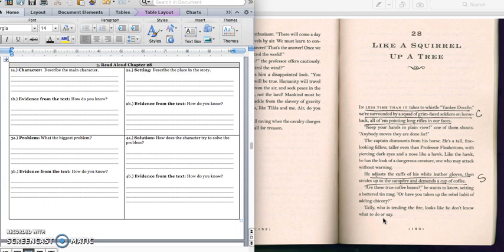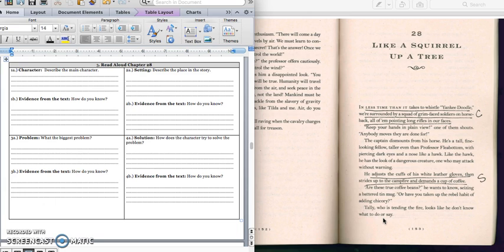The captain dismounts from his horse. He's a tall, fine-looking fellow, taller than Professor Fleabottom, with piercing dark eyes and a nose like a hawk. Like the hawk, he has the look of a dangerous creature, one who may attack without warning. He adjusts the cuffs of his white leather gloves, then strides up to the campfire and demands a cup of coffee. "Are these true coffee beans?"